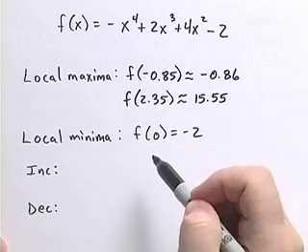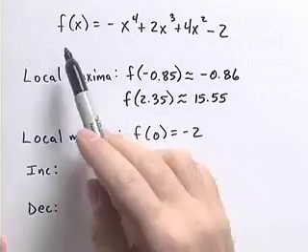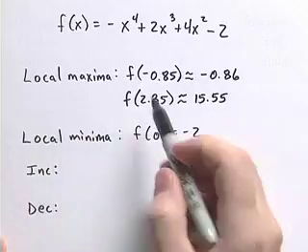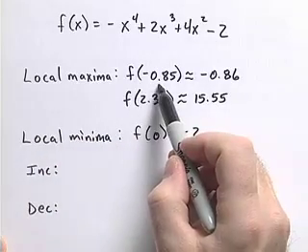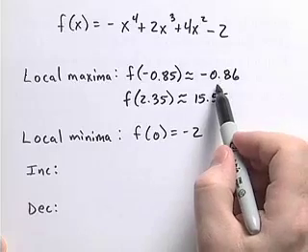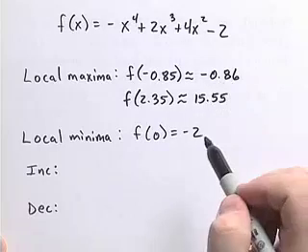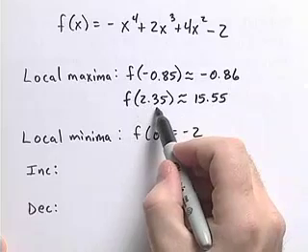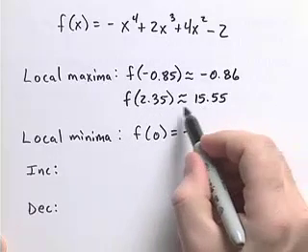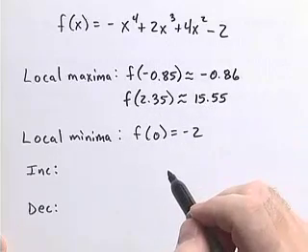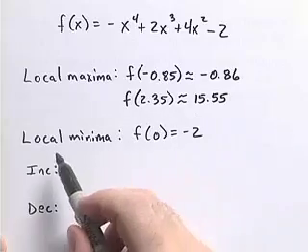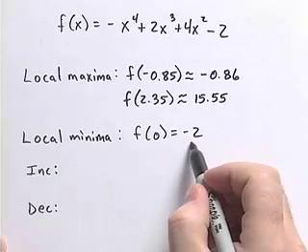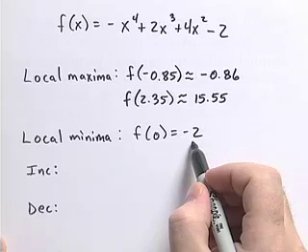So here we're going to summarize the information we found from our calculator. We've got our function. We found that there was a local maximum at x equal to negative 0.85, and that maximum value was roughly negative 0.86. We found another maximum at x equal to 2.35. The maximum value was roughly 15.55. We also found a local minimum that occurred when x was 0, and the minimum value was negative 2.